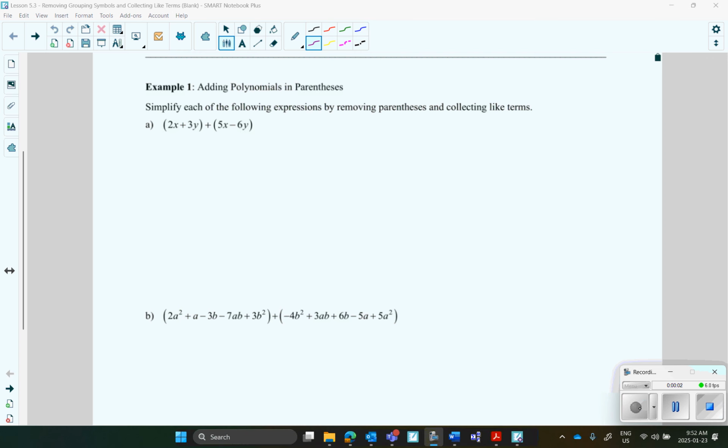Right, so we talked about how to collect like terms. What happens if we see parentheses in these expressions? Sometimes that can affect how we collect like terms. Because if you see parentheses and there's an operation sign in front, like plus or minus, you have to apply that to all the terms in parentheses. So before I explain, let's just look at a couple of examples.